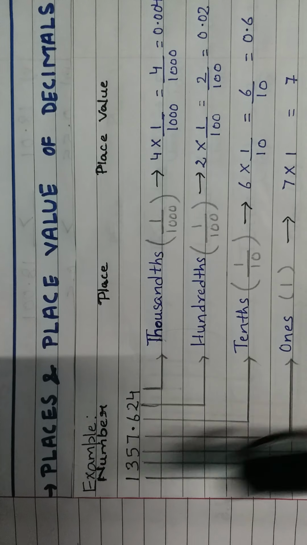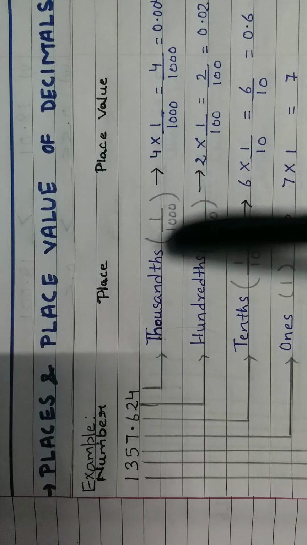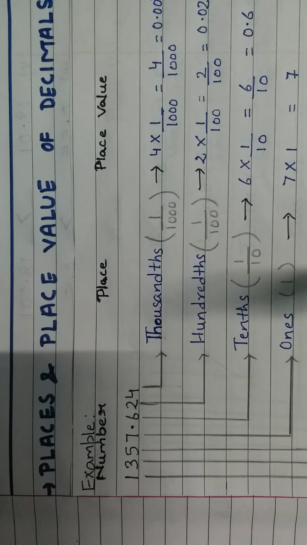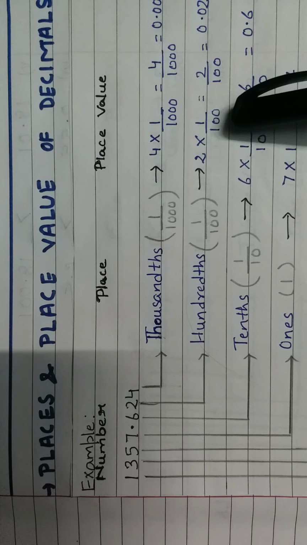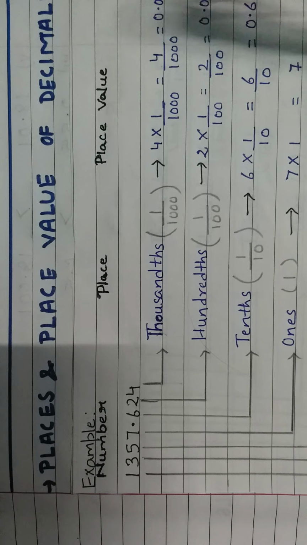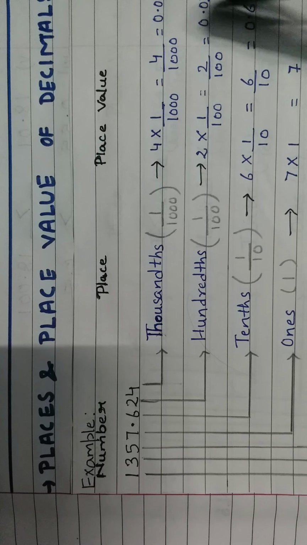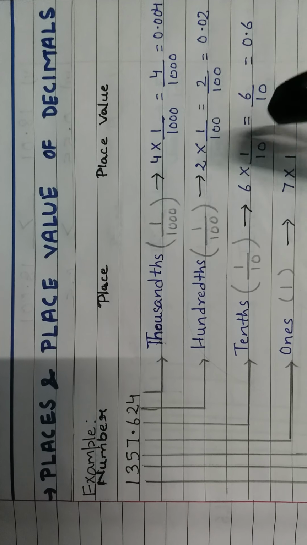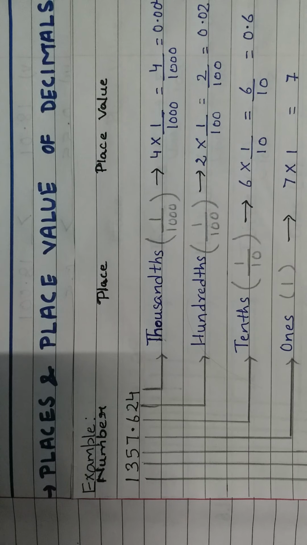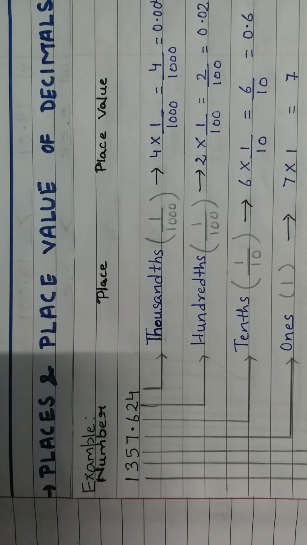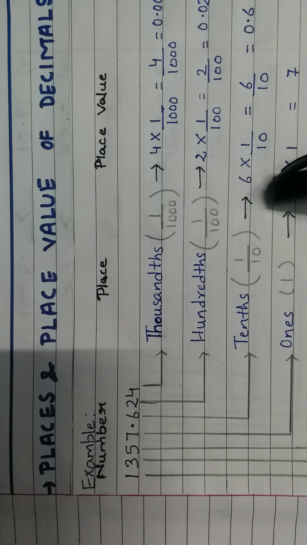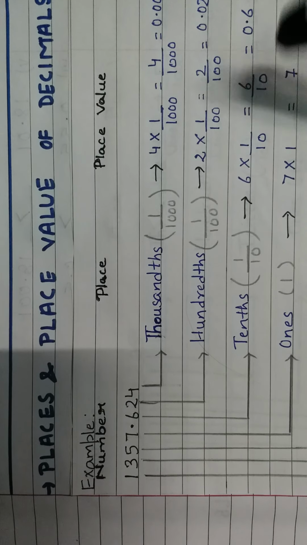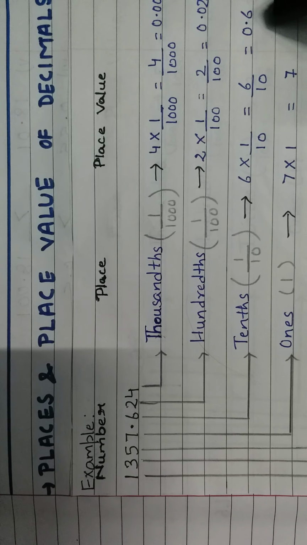Now move to the next place. Here we have the next digit 2, and the place of that digit is hundredths. So similarly, to find its place value, the digit multiplied by the value of the place, that is 1 upon 100. So that will be equal to 2 upon 100. So 0.02 as decimal, and as fraction you can write 2 upon 100. Similarly for the next one, you can write the digit multiplied by the value of the place, that is 6 multiplied by 1 upon 10, that is 6 upon 10, equal to 0.6.